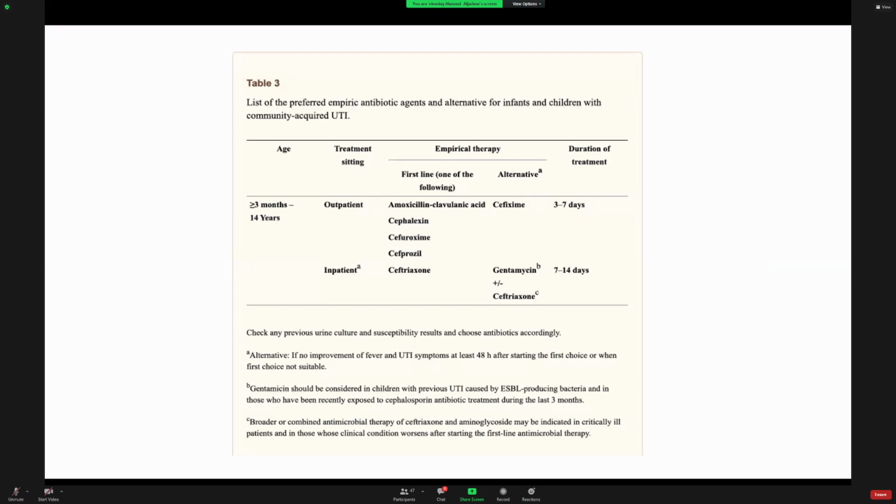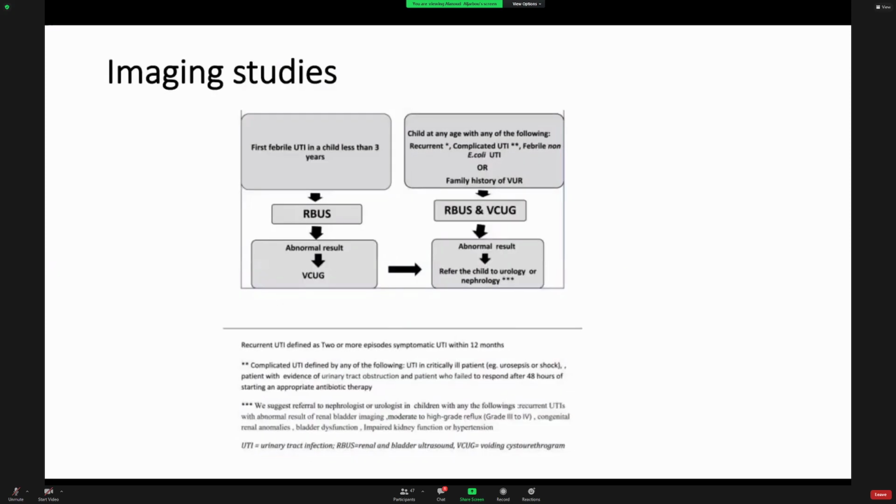If it is outpatients or only cystitis, we can go, as I mentioned, with a first generation cephalosporin or second, but for me I will go with the first, or Augmentin, and the duration usually ranges from 3 to 7 days. Now, if you recall, our patient is a 9-month-old, and this is her first UTI.